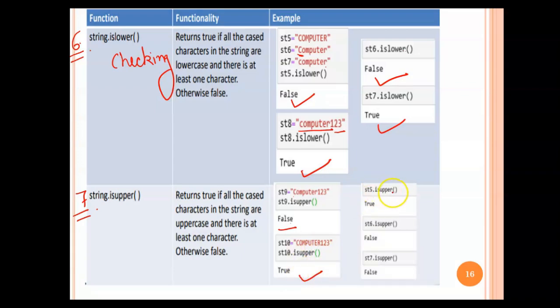Now we have str5.isupper, so you check str5 is COMPUTER, which is uppercase only, that's true. Okay, str6 is not in uppercase, so false. str7 is not in uppercase, so false. I hope you are clear with the islower and isupper functions.